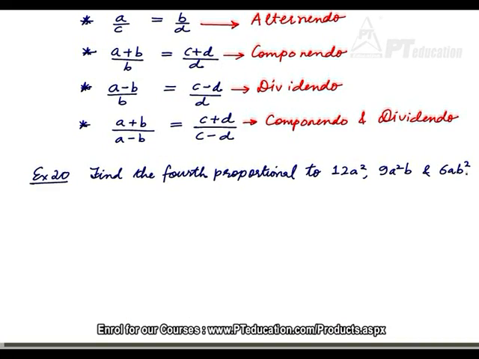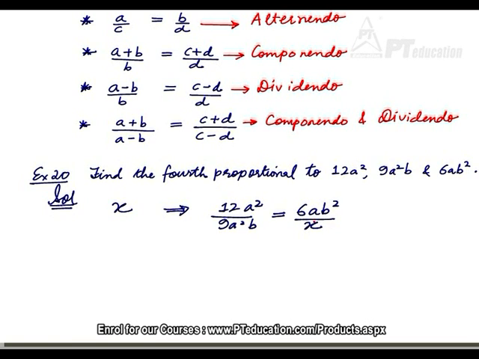Let us take up two examples now. Example 20. Find the fourth proportional to 12a square, 9a square b and 6ab square. So here is the solution to example 20. Let us say that x is the fourth proportional. So if x is the fourth proportional, this will imply that 12a square upon 9a square b will be equal to 6ab square upon x. Remember a, b, c, d, the four proportionals.